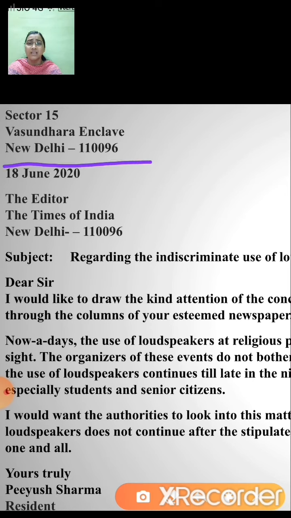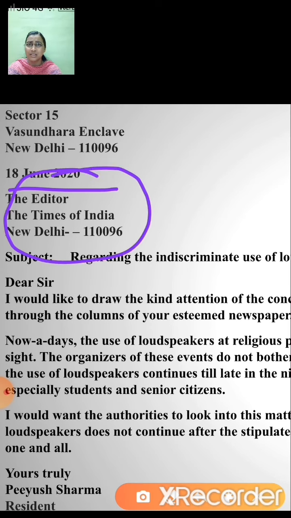Then after that, you will write the date. Again, remember the format for date is date, month, year. That is 18 June 2020. You can see I have written the complete spelling of June and I have written 2020. I have not used any shortcuts. Just after writing the date, again you will leave a line and then you will write the receiver's address.